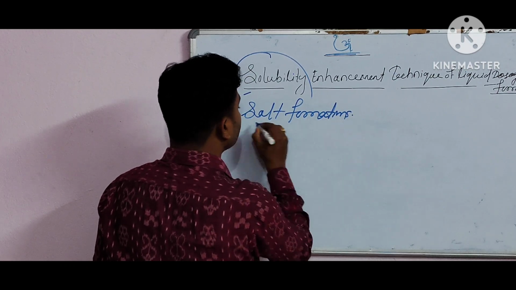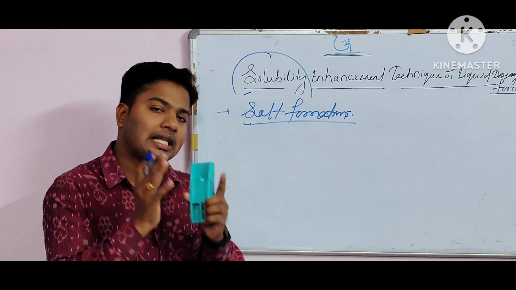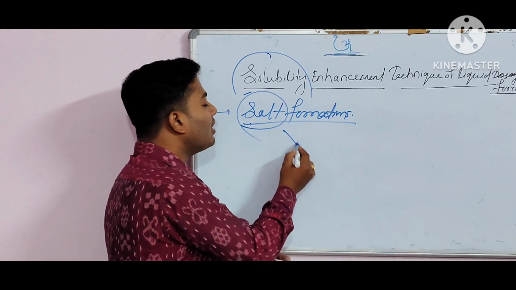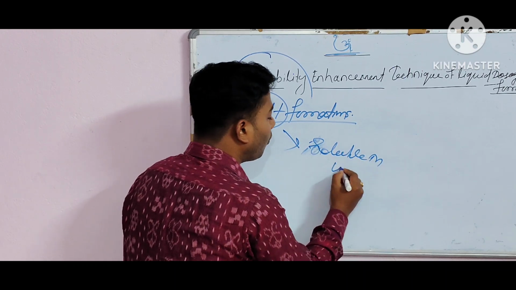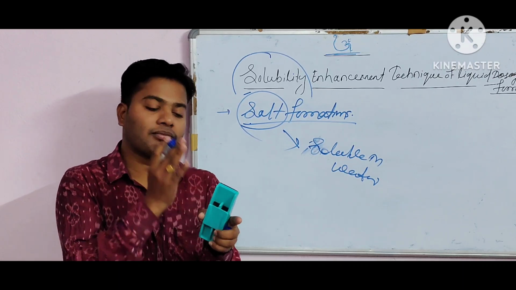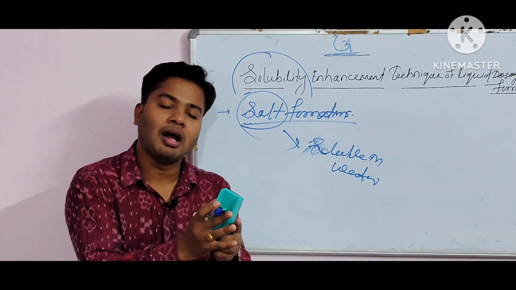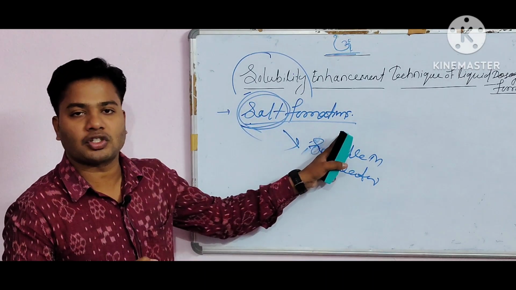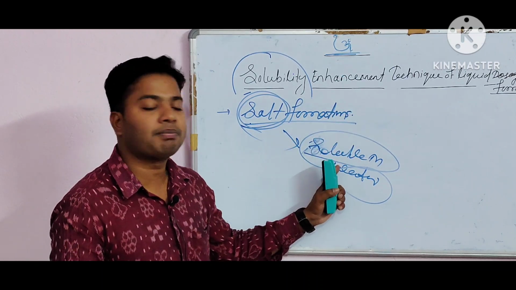Next part is salt formation. So what do you mean by salt formation? All of you know that the salt part is highly soluble in water. That means if the drugs are not water soluble, definitely you have to convert them into a salt form by adding some salt. After adding the salt, it converts into the salt form, so it is more soluble in water. So it easily enhances the solubility property of the drug.